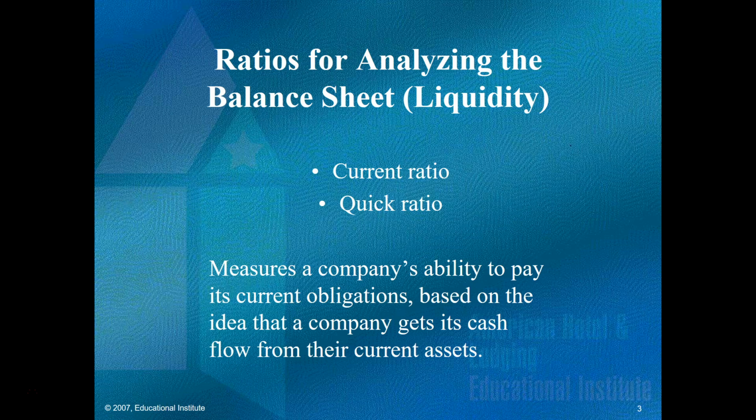So we're going to look at these two ratios. They measure the company's ability to pay its current obligations, that's accounts payable, based on the idea that a company gets its cash flow from current assets. So if all our cash flow comes in on current assets, all the cash flow going out is going to be for current liabilities. That's the idea there: operational cash flow.